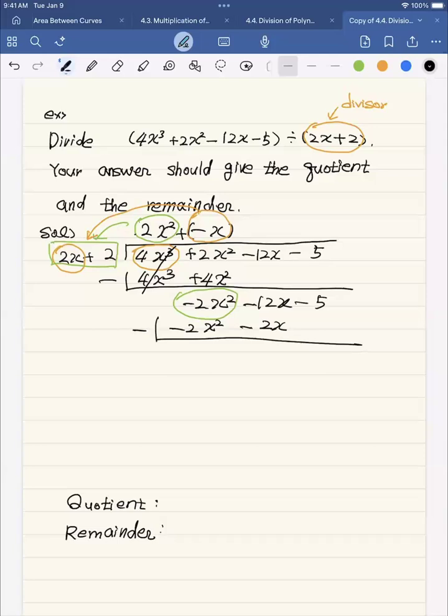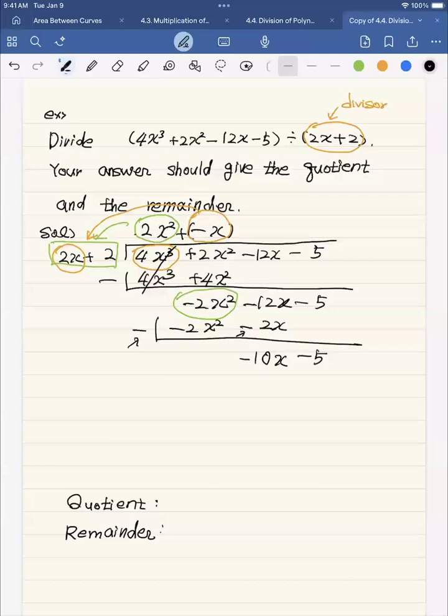When we subtract, we will have minus 10x, because this minus and minus will make positive, so negative 12 plus 2 will make negative 10, minus 5.